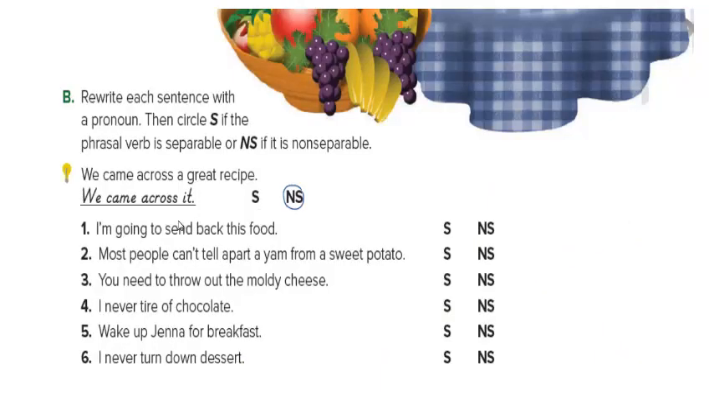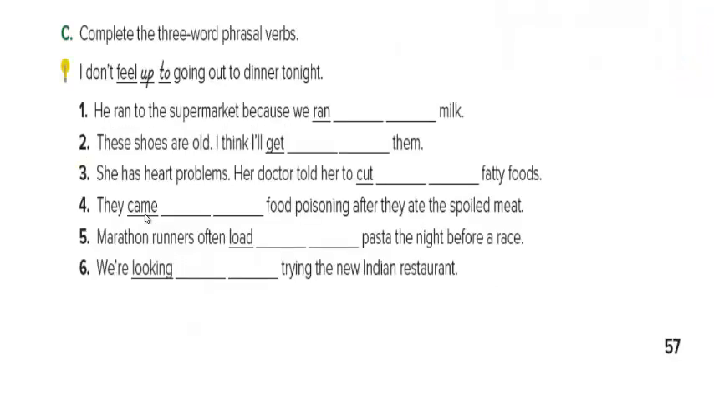Okay, another exercise. Complete the three-word phrasal verbs. I don't feel up to going out to dinner tonight. What do you think? He ran to the supermarket because we ran. We need the other two parts to complete the three-part phrasal verbs here. So we ran out of milk.